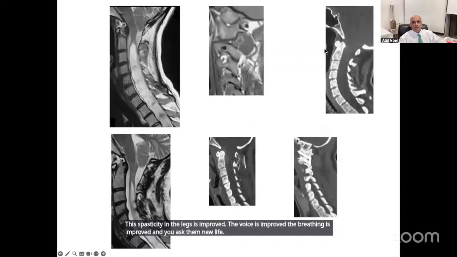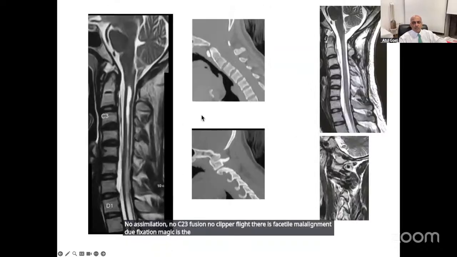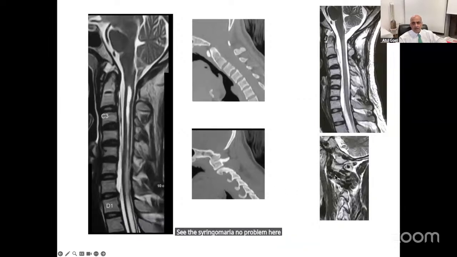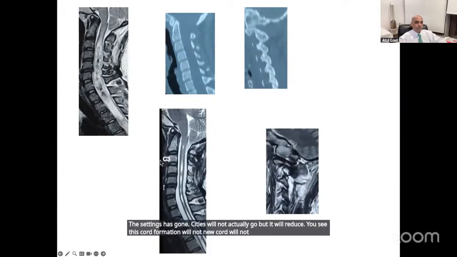This is another case. There is no bony abnormality in the craniovertebral junction, no basilar invagination, no assimilation, no C2-3 fusion. There is facetal malalignment. Do fixation. Magic is the clinical outcome and the radiological outcome. See the syringomyelia, no problem here, no problem here. I've done C1, C2 fixation. The syrinx has gone. Syrinx will not actually go, but it will reduce. You see, the cord will not, a new cord will not form, but the syrinx will reduce inside. Like this syringomyelia will reduce inside.